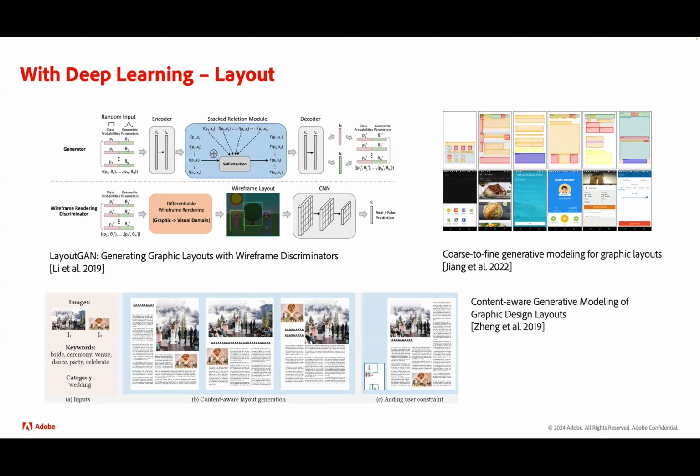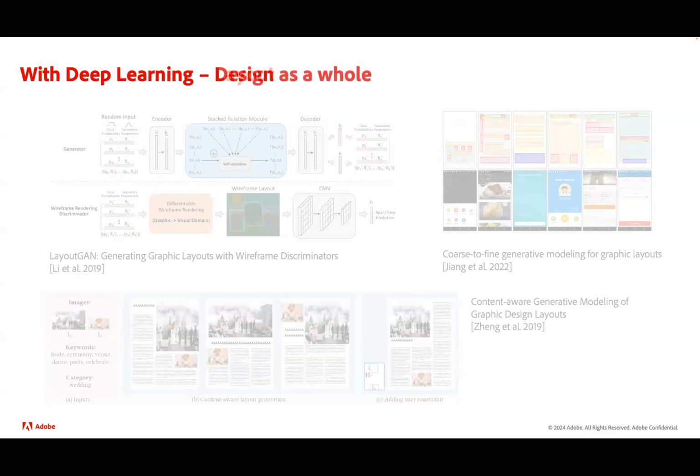And to condition on more high-level concepts, such as keywords and categories, the work below is from a researcher with co-authors, trying to use a GAN model to encode those multimodal inputs. So as you can see, those algorithms are only for the different elements. And starting from there, with more data coming in, more works are trying to understand the design as a whole, or to create the design as a whole.